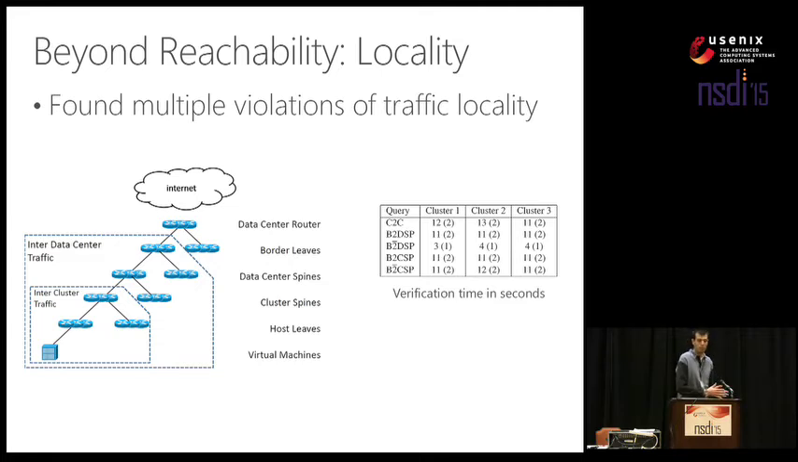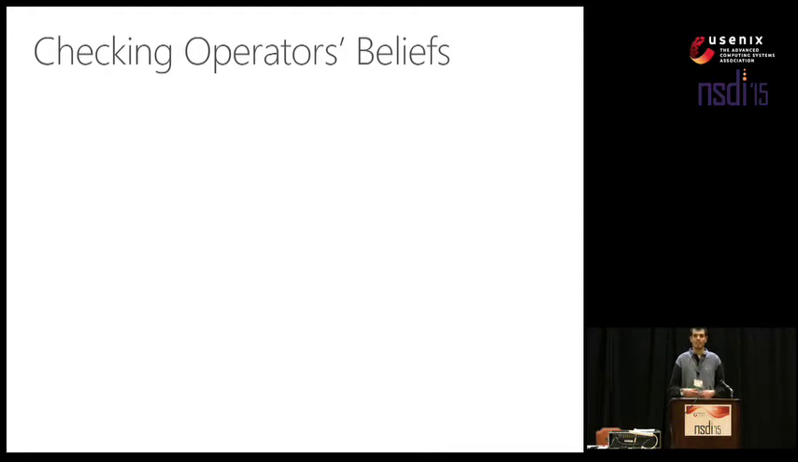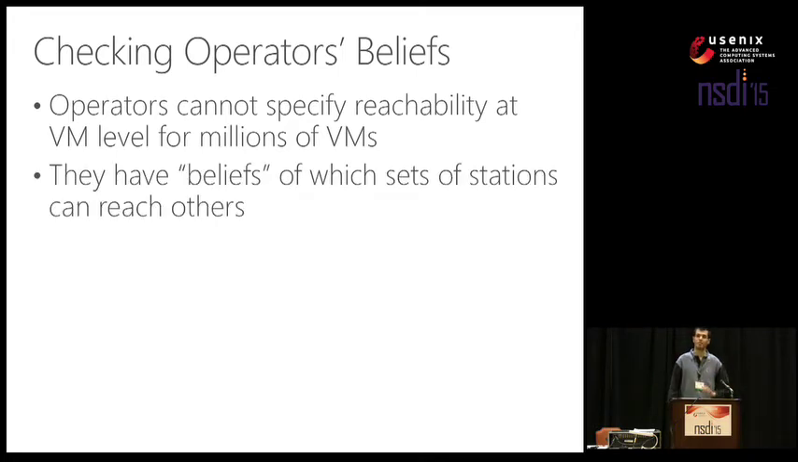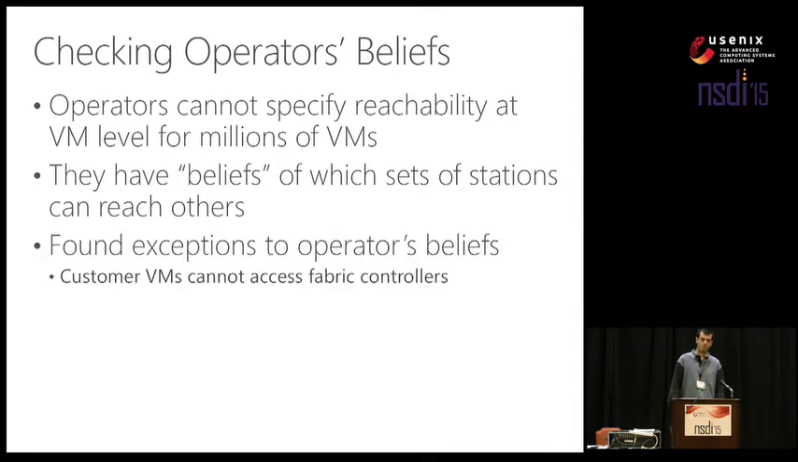Okay, second, we took one of our network operators and we tried to check whether his beliefs actually hold in practice. The thing is that, once you have these millions or hundreds of thousands of VMs, you cannot really specify these beliefs in terms of reachability from a specific VM to the rest of the world. But these operators do have higher level beliefs of what should happen to customer VMs or to internal VMs and things like that. And so we did actually find exceptions to the beliefs of these operators.